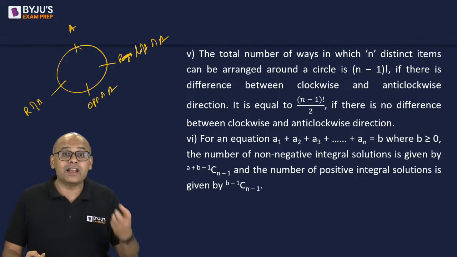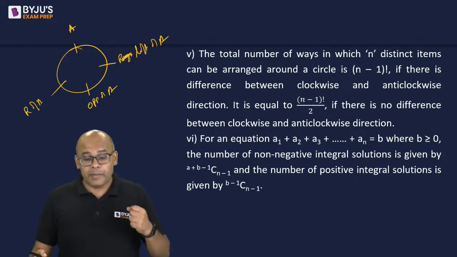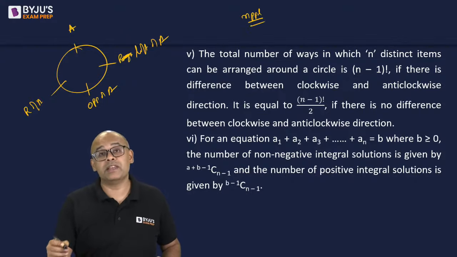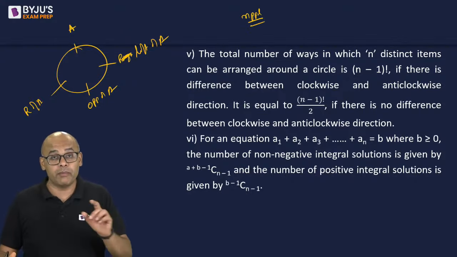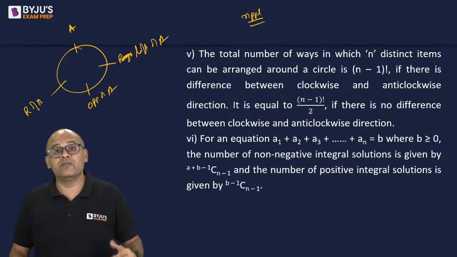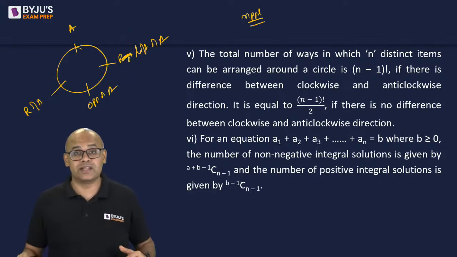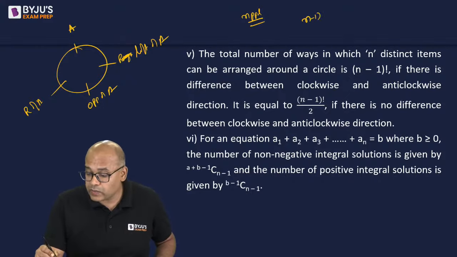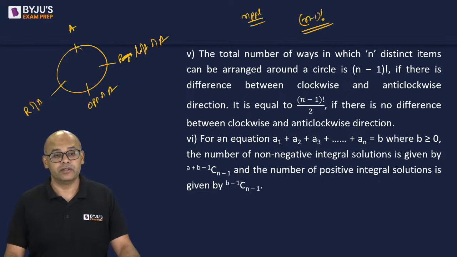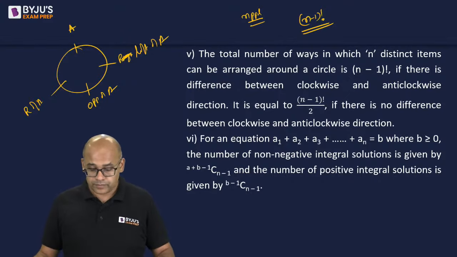So a circular arrangement is done by the logic that if there are n people to be seated in n chairs, now remember, this is always for n people and n chairs, then the number of ways in which you can make them sit in a circle is n minus 1 factorial. N minus 1 factorial. Okay?